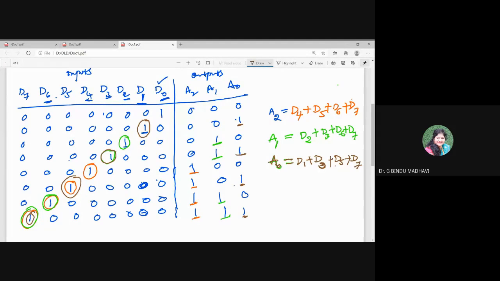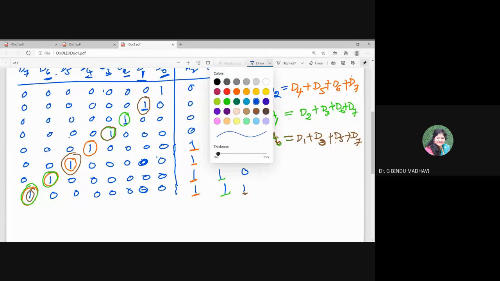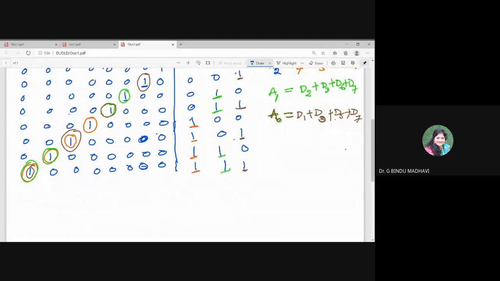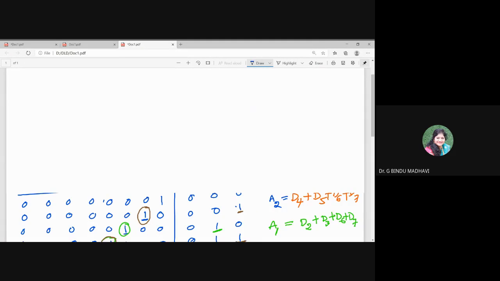Okay, now we are ready with the equations. Based on the equations, you can draw the circuit, right? Yes. Right. Now we will draw the circuit. Here, how many outputs are there? Three outputs: A2, A1, A0. And which gates are required? If you see A2, which gate is required?